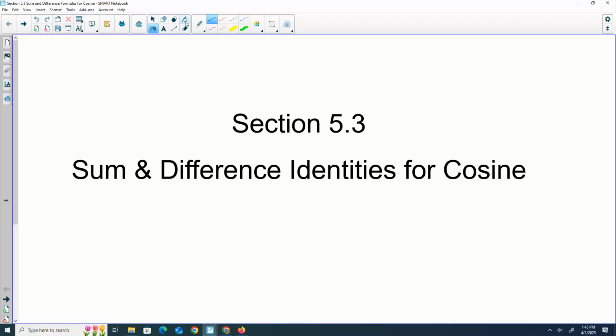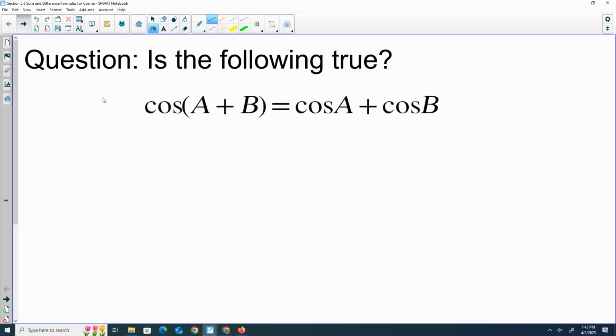So before I give you the next formulas, I kind of wanted to show you why we need them. We're so used to the distributive property, it seems like this should be true: that if we had cosine of two things added together, we could do their individual cosines. As it turns out, if I said cosine of 30 degrees plus 60 degrees, let's see if that would work if I distributed.